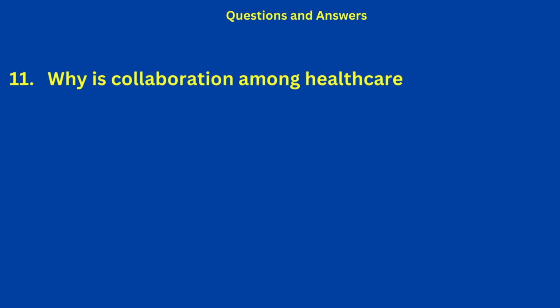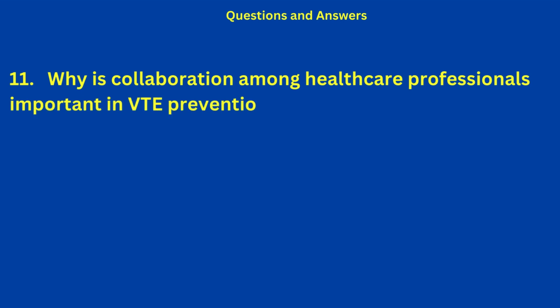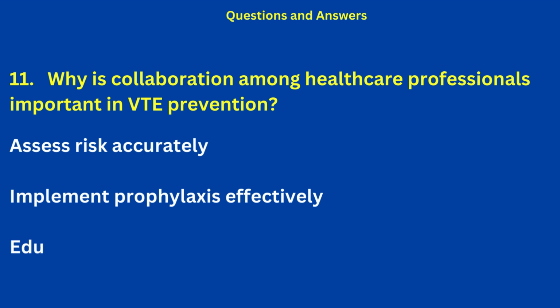Question 11. Why is collaboration among healthcare professionals important in VTE prevention? Collaboration ensures a comprehensive approach to VTE prevention, combining different areas of expertise to assess risk accurately, implement prophylaxis effectively, and educate patients thoroughly. It also facilitates communication and continuity of care across different stages of the patient's hospital journey.